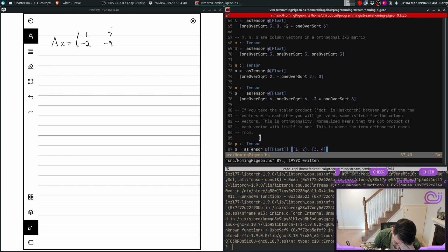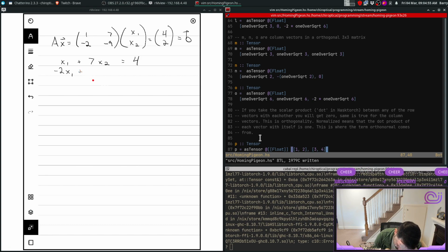Matrix 1, 2, 7, minus 9, times the vector x1, x2, is equal to the vector 4, 2, which is b. So vector, vector, matrix, good to go. This is a linear equation system: x1 times 1 plus 7 x2 equals 4. That's basically the matrix product, because this and this gives you that. The other one is minus 2 x1 minus 9 x2 equals 2.